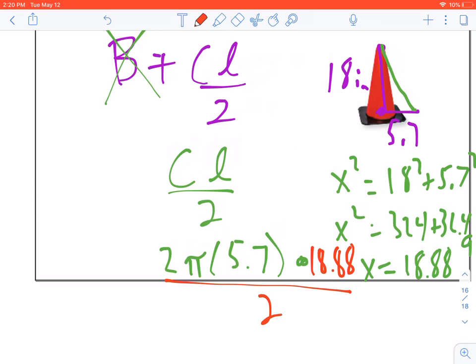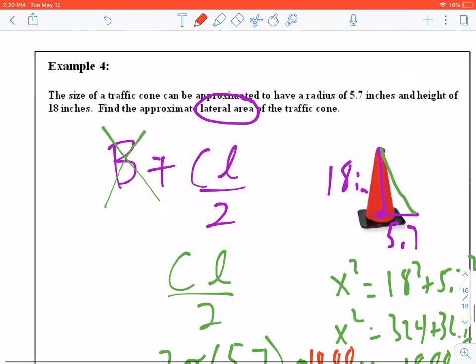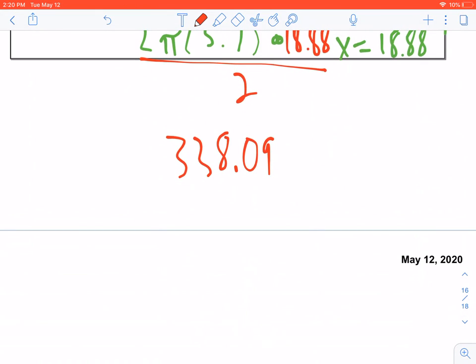Sorry, I'm working with a different calculator than I'm used to. My daughter took mine. So we have that times, we get 338.09. Looking at my units, everything was in inches. So surface area says we have inches squared.